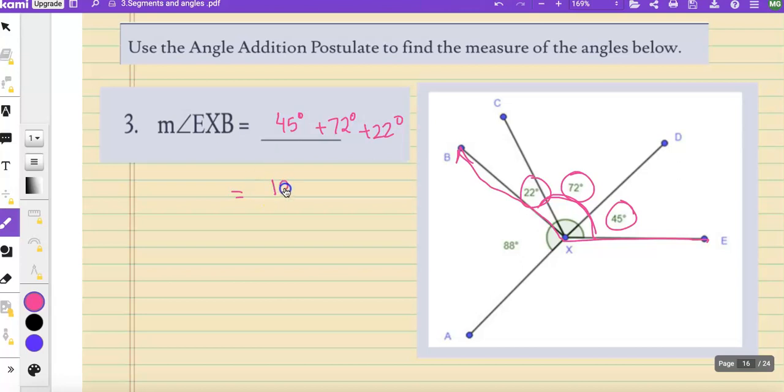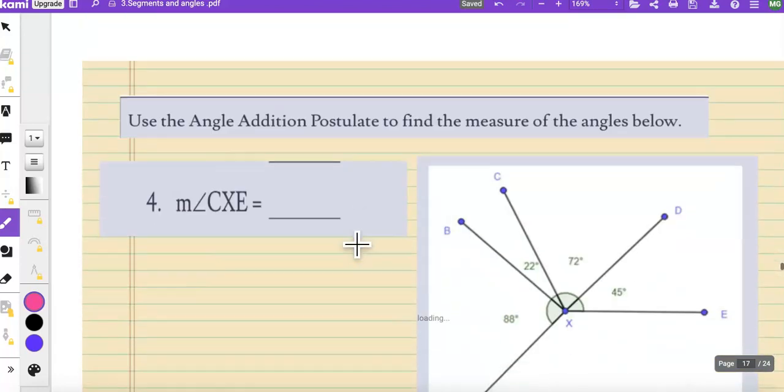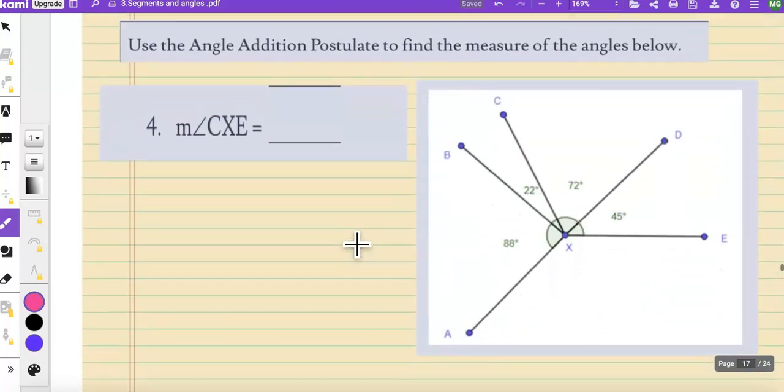So we came out with what? 139 degrees. Okay, good job. If you got the same answer, give yourself a round of applause. Let's go to the next one. Alright, it says find the measurement of angle CXE. Okay, same step. So I want you to pause the video, find your answer, and let's see what your answer is. Now let's go over the answer.